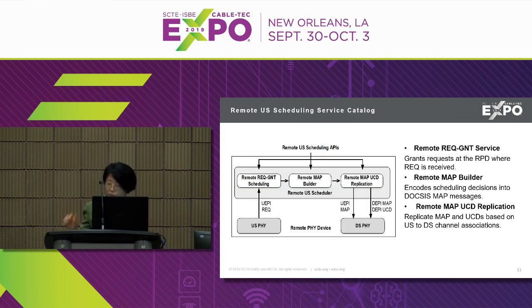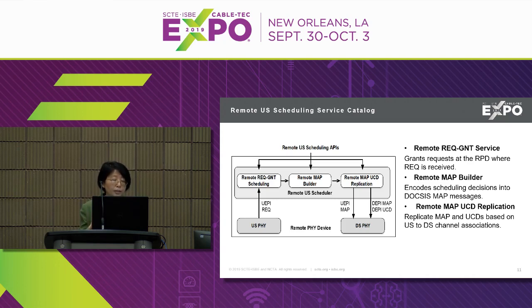What kind of remote scheduling service are we talking about? We're talking about three main remote scheduling services. Number one, remote request grant scheduling. When enabled, the bandwidth request coming from the upstream file will locally terminate at the local CPU at the RPD and generate a grant right over there. The remote request grant scheduling API will allow the core to provision proper QoS parameters so that the remote scheduler knows how much bandwidth to give to a particular service flow.